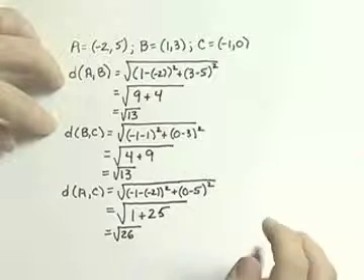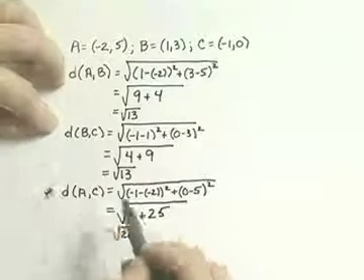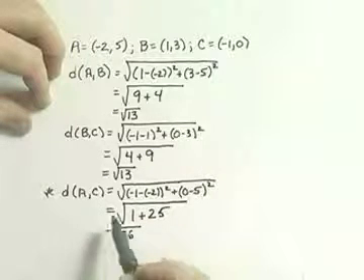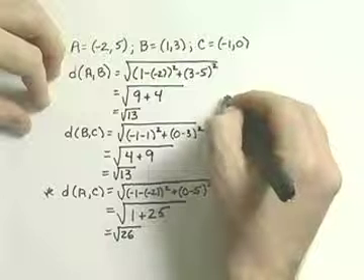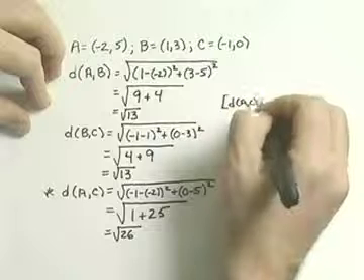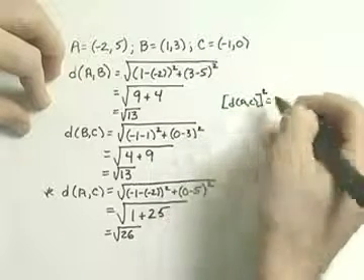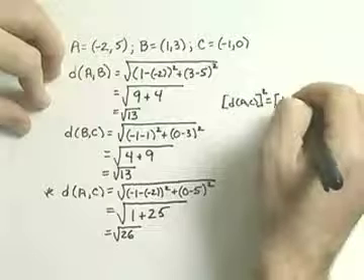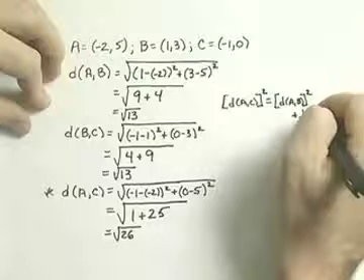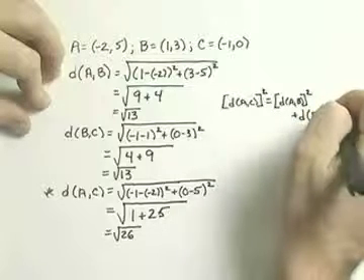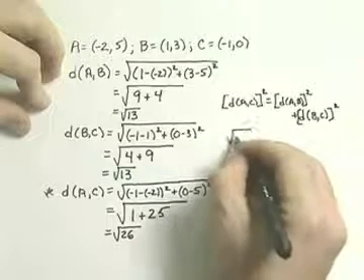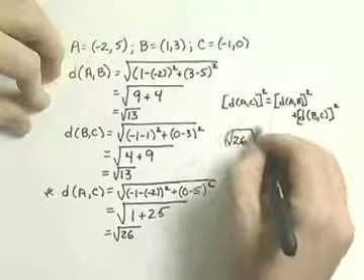Now, if you recall back to the figure, we were concluding that the distance from A to C represented the hypotenuse of our right triangle. So to show that this is in fact a right triangle, we would need to show that the distance from A to C squared is equal to the distance from A to B squared plus the distance from B to C squared. So the distance from A to C squared is the square root of 26 squared.